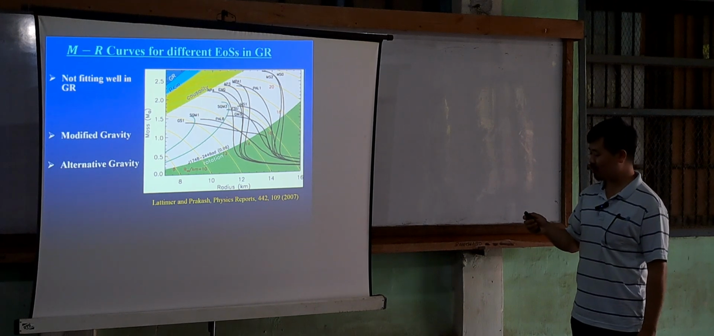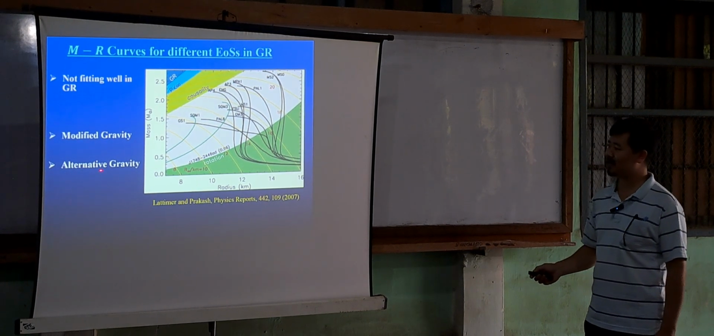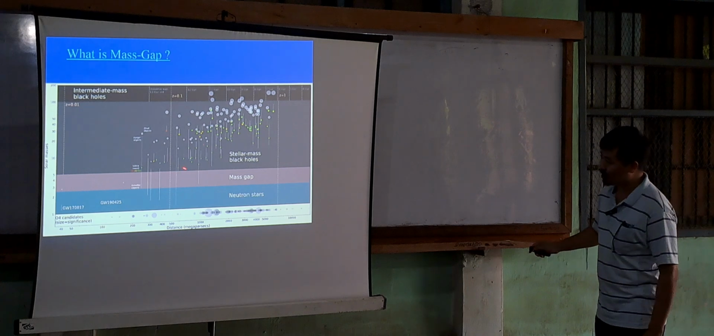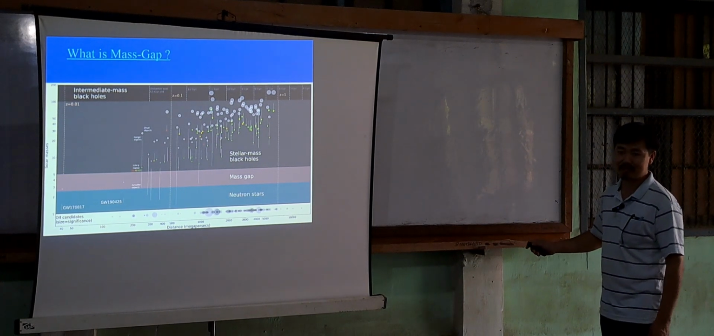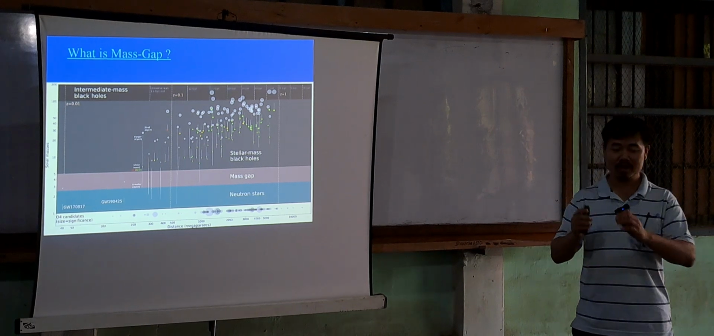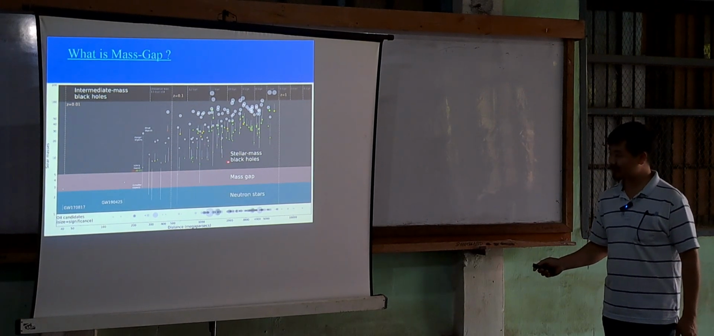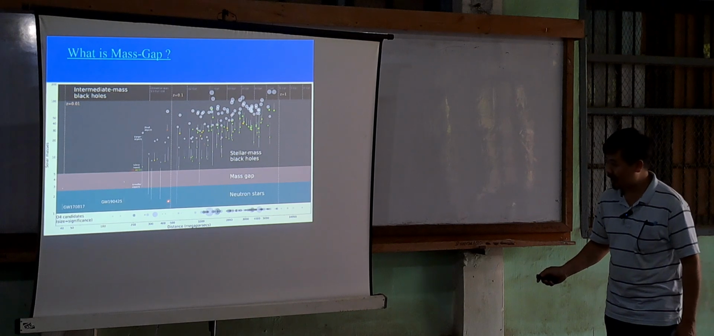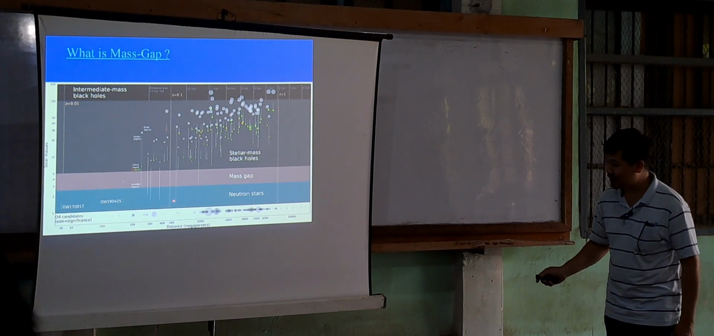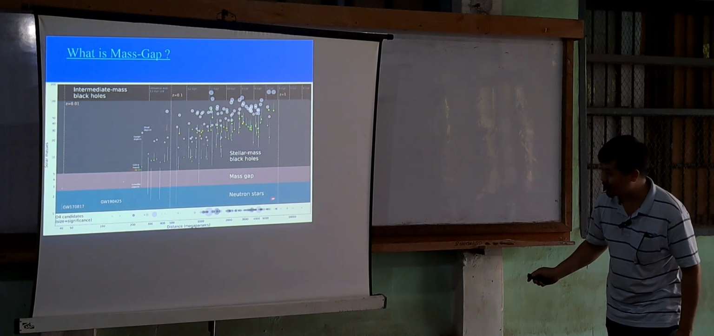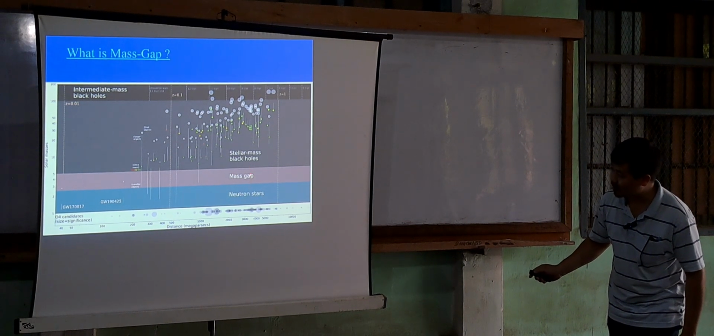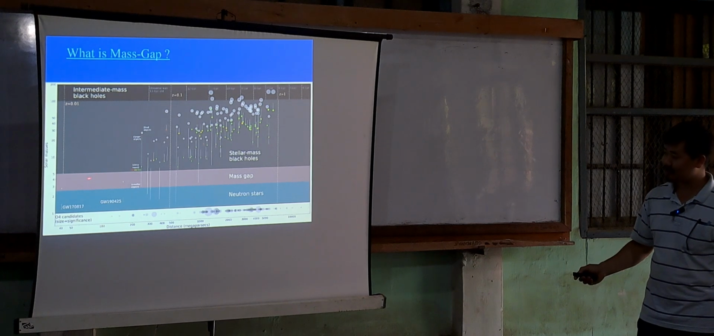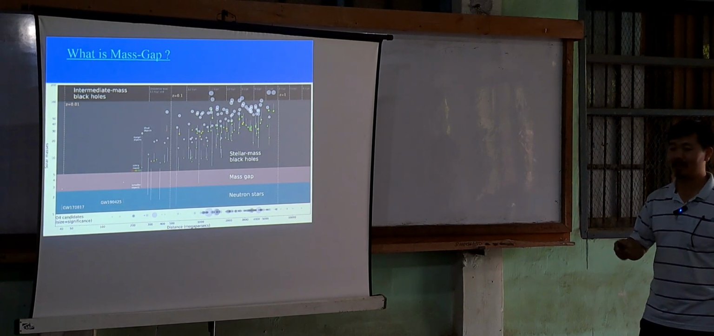So again, not fitting well properly with GR, search for modified gravity, or you can say alternative gravity. So this is the mass gap here. Above is the stellar black holes, meaning black holes formed from small stars. Then this is the mass gap here, very few objects are there. Then below here are neutron stars. Actually, they have not put any kind of objects here, but there are a lot of stars below this. But in between them, very few objects are there. So whatever mass objects are detected between them, it is still confusing whether it is a black hole or a neutron star.